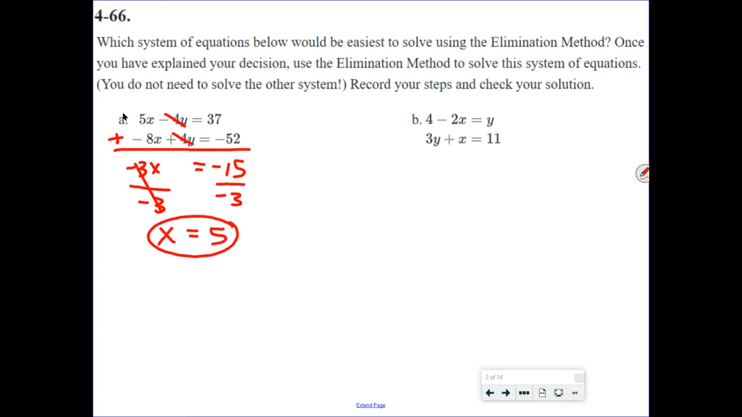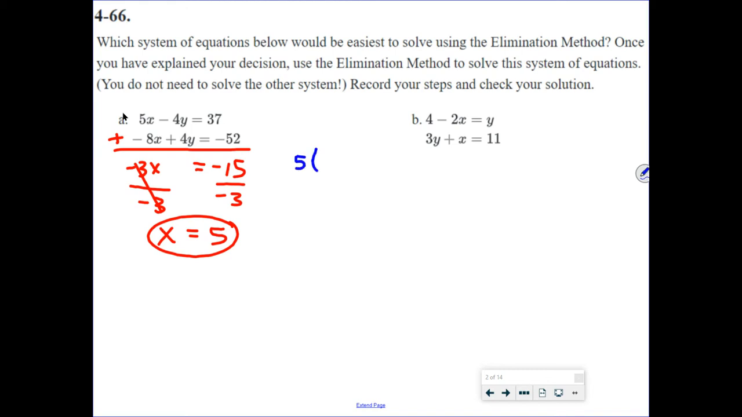x would be 5. Now, again, please don't stop there. Now I've got to solve for y. And so I go back to one of these two equations. Which one of these two equations do you think would be easiest? Both are kind of ugly. So I'm going to go with the top one. I think that's maybe a little easier.